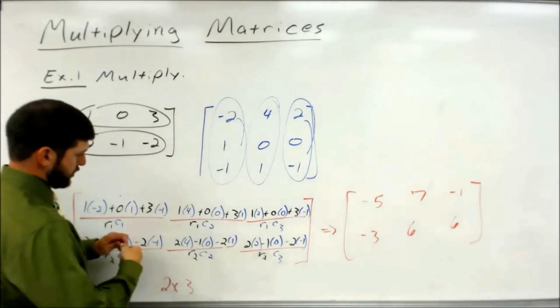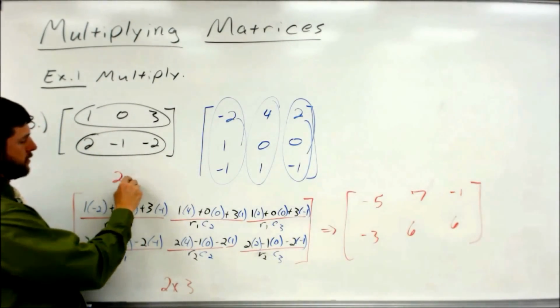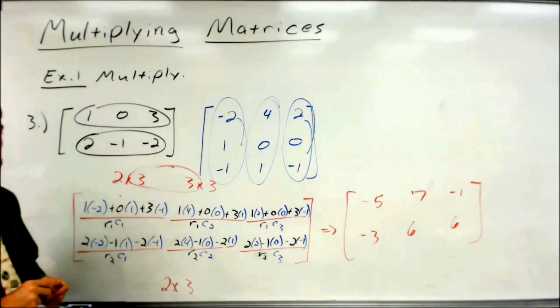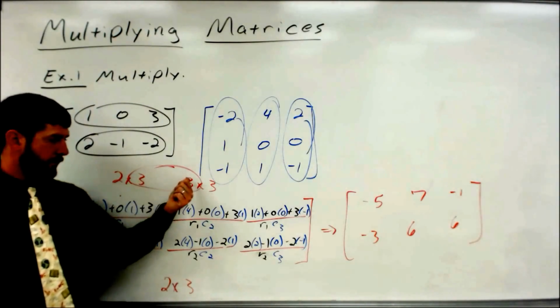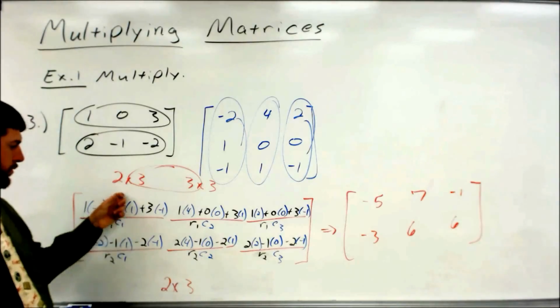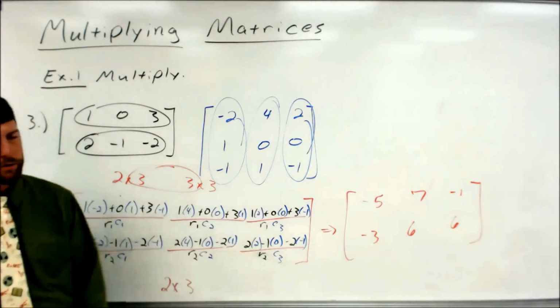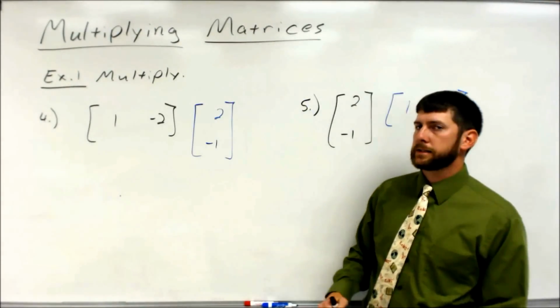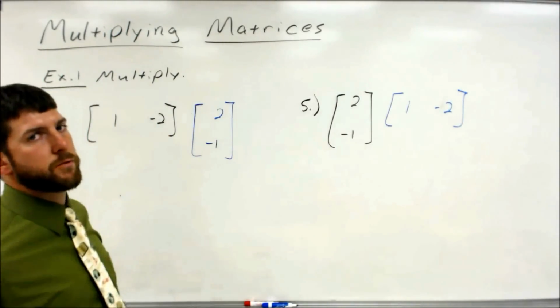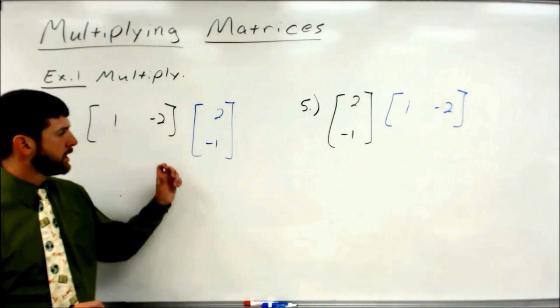So first we checked to make sure that we could multiply. 2 by 3, 3 by 3. The inside numbers match. Columns from the first match the rows from the second. So now we get the outside numbers, rows from the first and columns from the second, to produce our product matrix. Let's multiply a few more matrices together so we can talk about changing up the order of multiplying matrices.